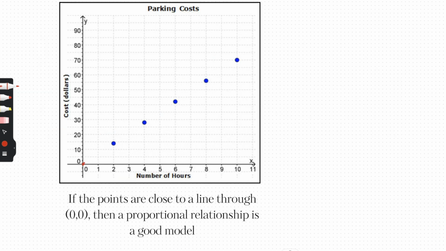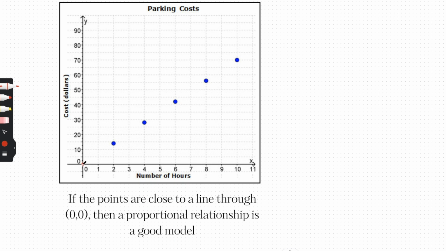So if the points are close to a line and go through 0, 0, then a proportional relationship is a good model. Just looking at this graph, we can see that the points line up to make a nice straight line, and they're on track to go through point 0, 0 right here, which I've already outlined. And remember, that point 0, 0 means that for 0 hours, you're paying no money, and that makes sense, right? You're not parking your car for any time, so you're not going to pay any money.